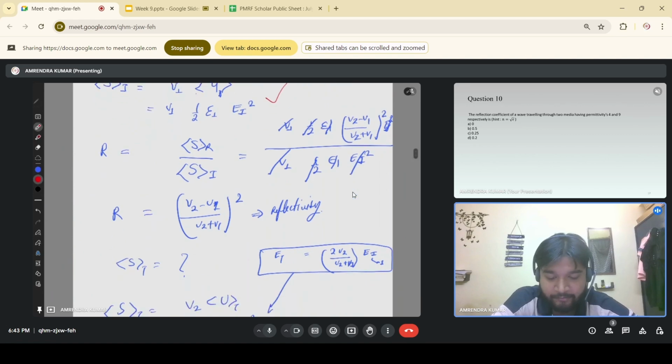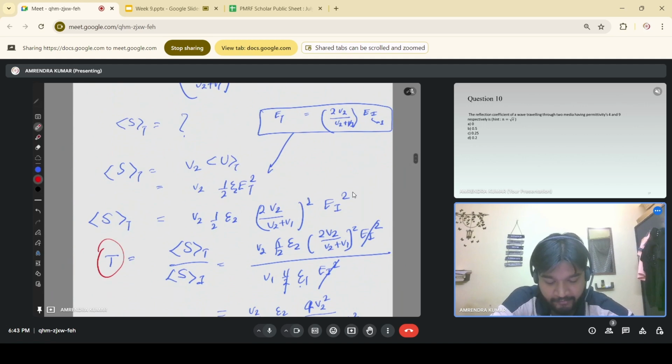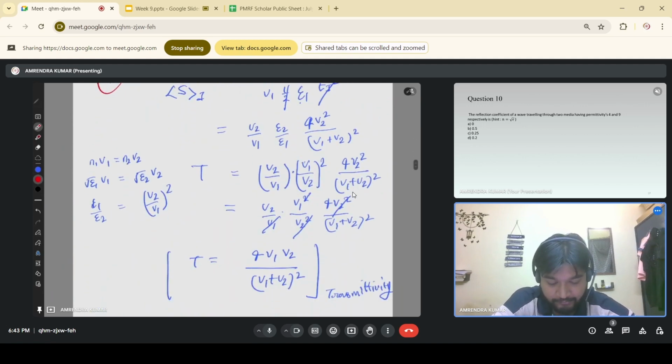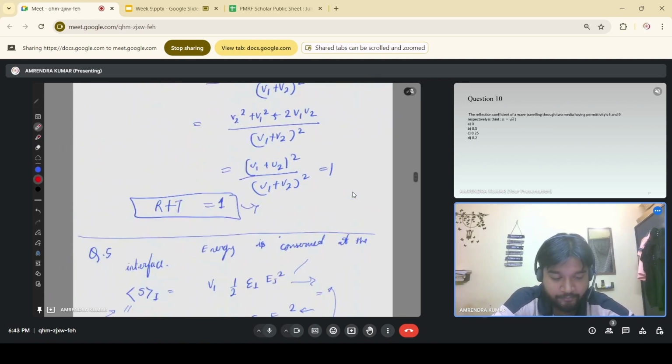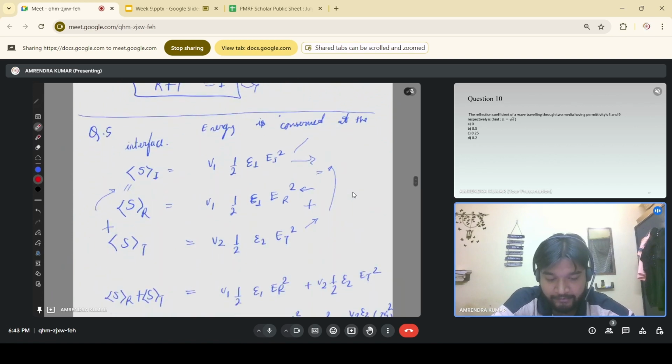So first we take the ratio to calculate the reflectance and transmittance. And then we have calculated this. Then we have to prove what R plus T is. So we have done that also. It actually comes out to 1. Then the energy is conserved.